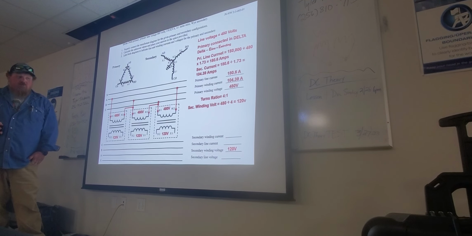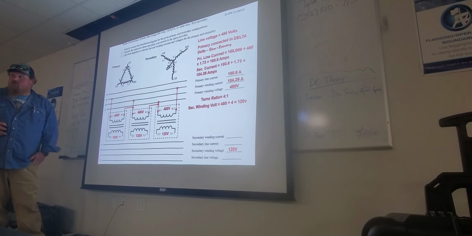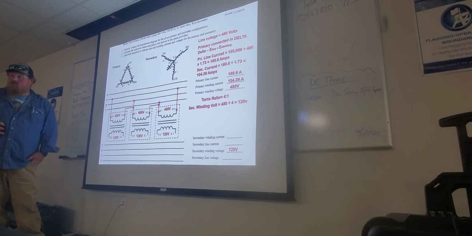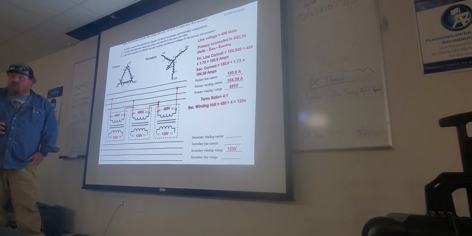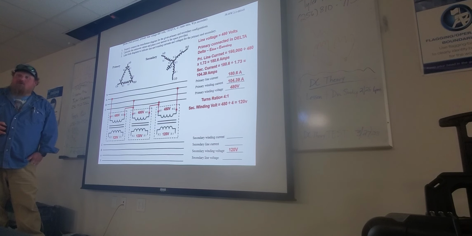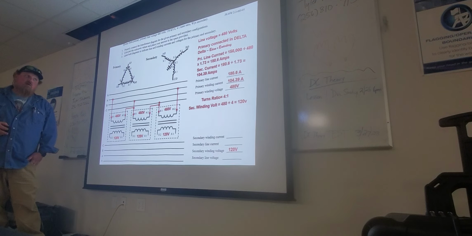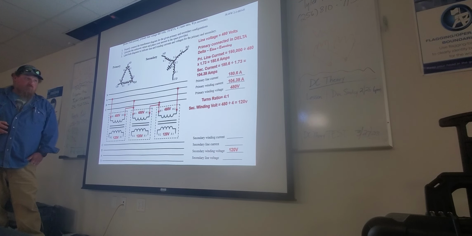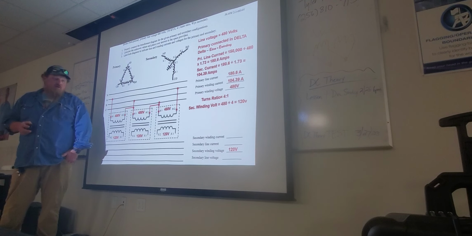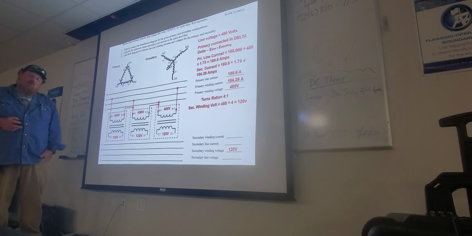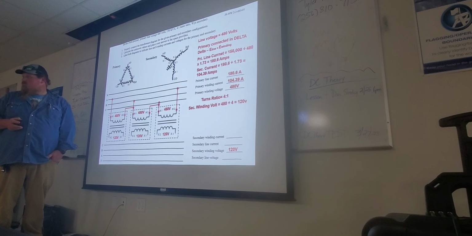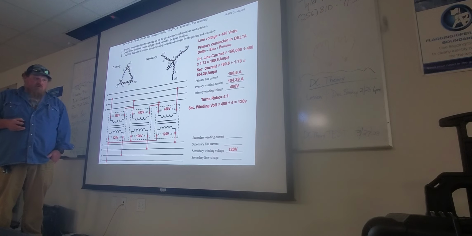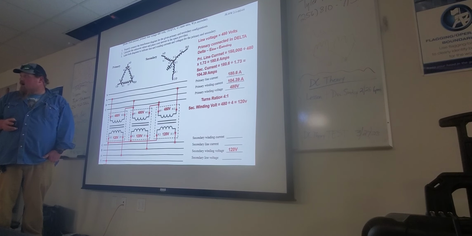So what would be our secondary line voltage? 120 is our winding voltage. Remember, this is a Y secondary. So voltage is going to change, right? E winding times 1.73. Right, it's going to be the line voltage for the secondary. It's going to be the winding voltage times 1.73, which will give us 208 for our line.